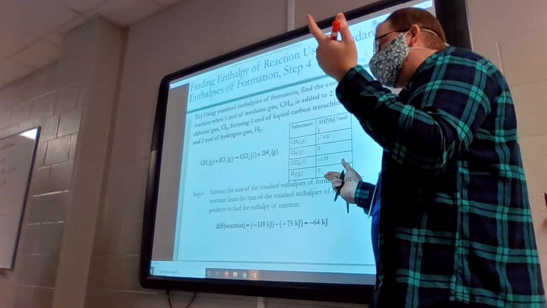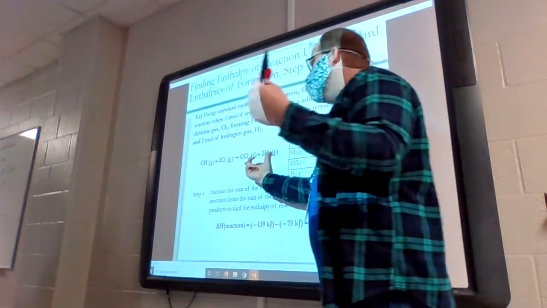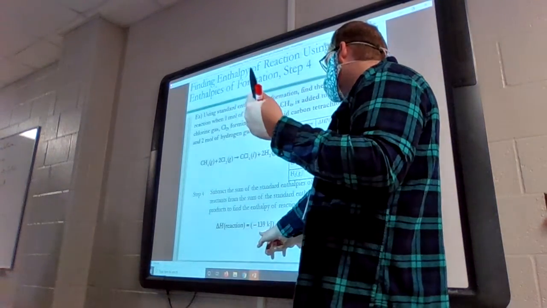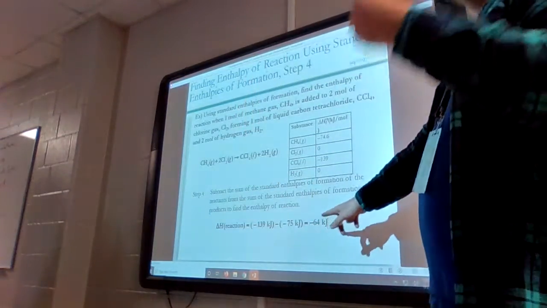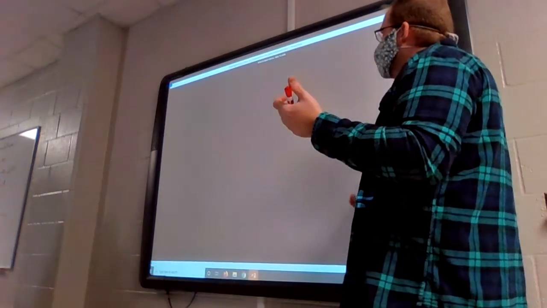So they got their numbers from the chart. They added up the 2 on the reactant side. They added up the 2 on the product side. And then they did products minus reactants, and they got their answer, which is what we're going to do. So I think, yes, that's the last one.